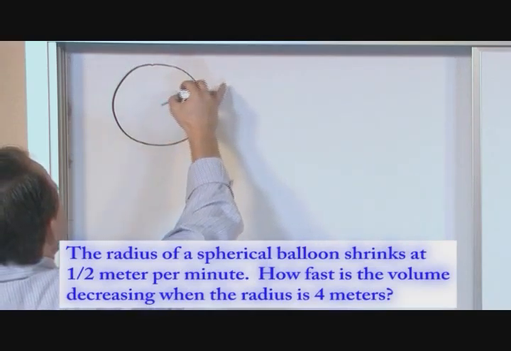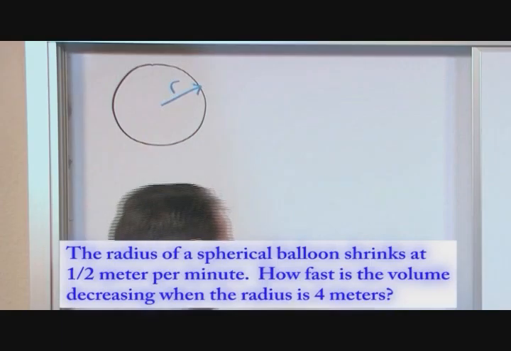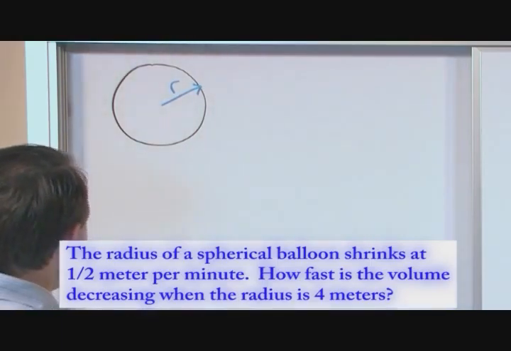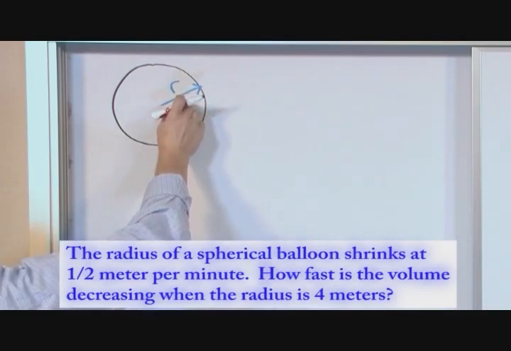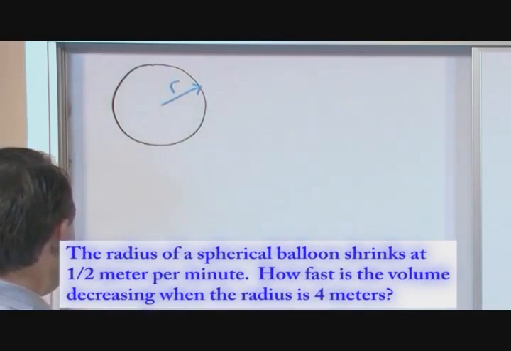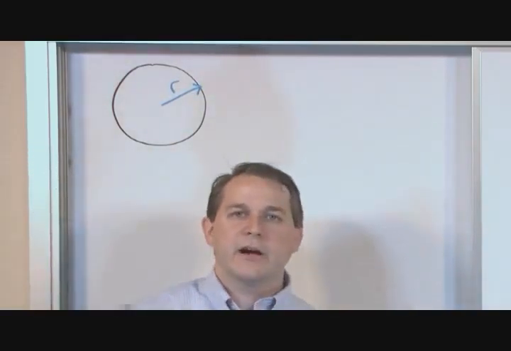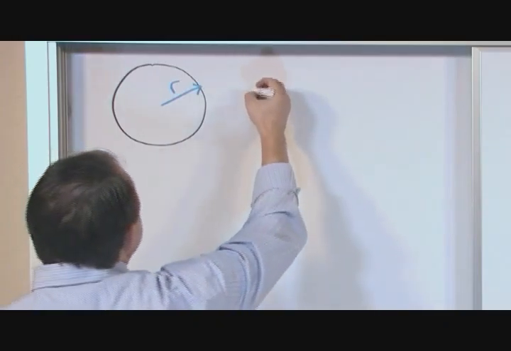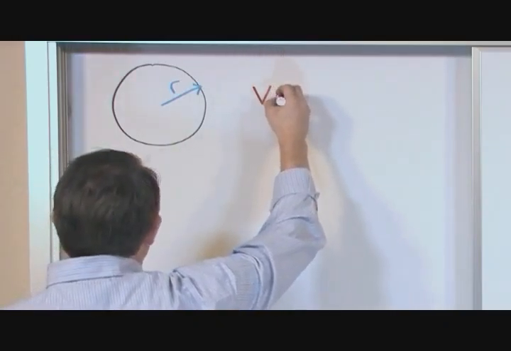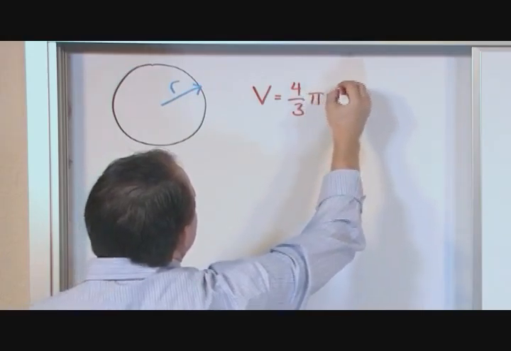So this sphere in general is going to have a radius r. All spheres have radius r, right? So we can label this ourselves. And when we read the problem, the radius of the spherical balloon shrinks. So this number is going to be shrinking eventually, right? And it gives us the rate. How fast is the volume decreasing? So we know that we're going to be talking about volume. So what is the formula from geometry of the volume of a sphere? V is equal to 4/3 pi r cubed.